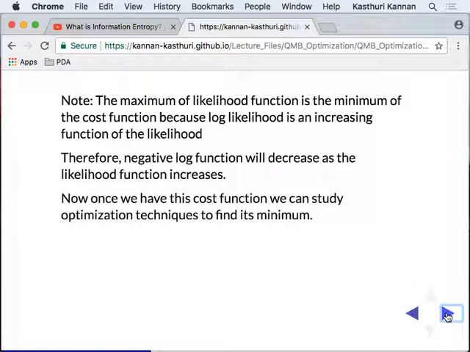The value of the maximum likelihood, because it's a negative log likelihood, right? Log is also an increasing function, and negative log should be a decreasing function, right? And so the maximum of the likelihood function is going to be the minimum of the cost function, and the negative log function also decreases, and you will have that, right?